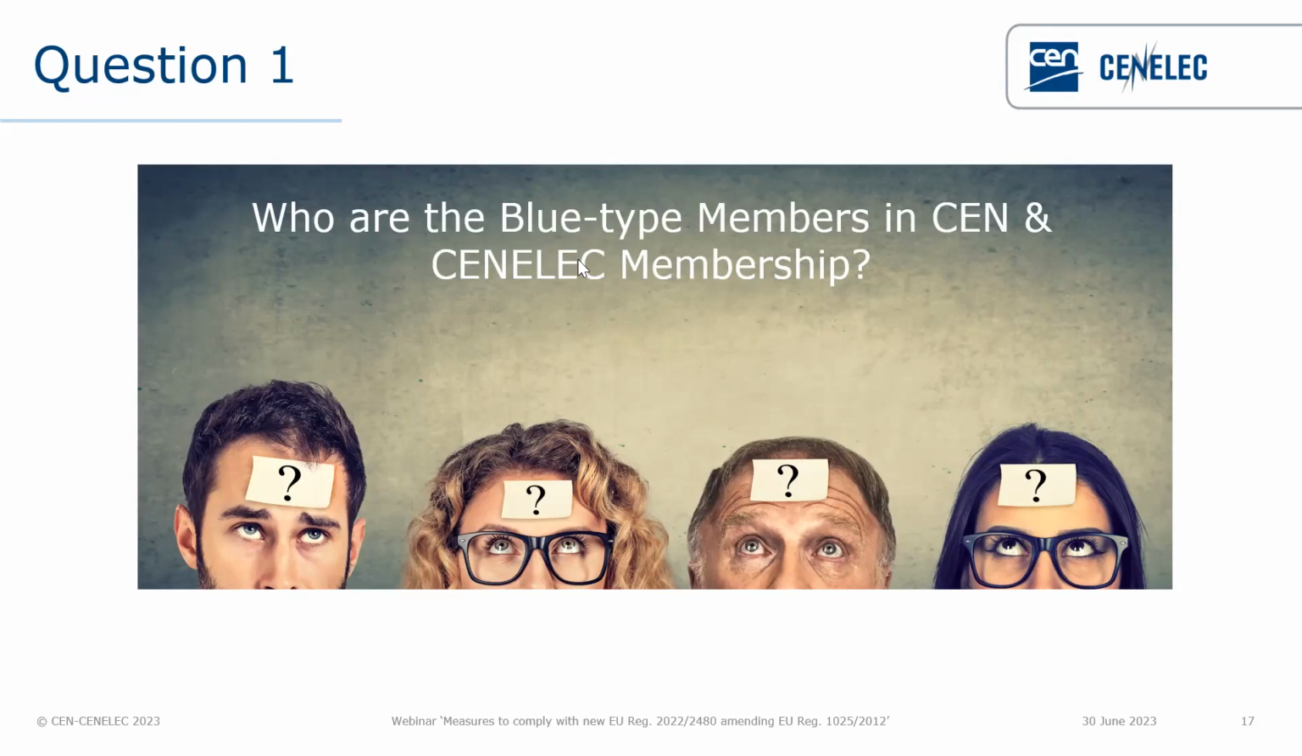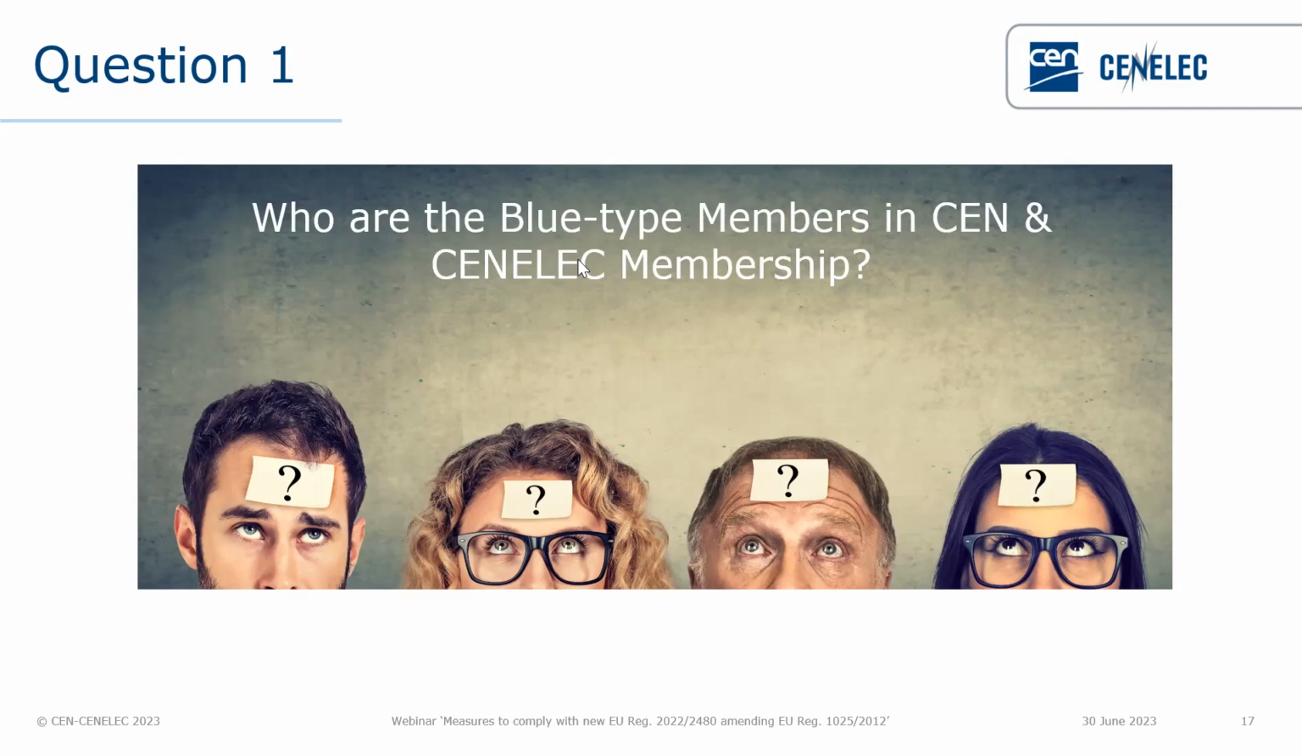So the first question is, if you go back to the first slides regarding who is supposed to decide on the items covered by new regulation 2480, so who are the blue type members in the CEN CENELEC membership? Let's wait a few more seconds.